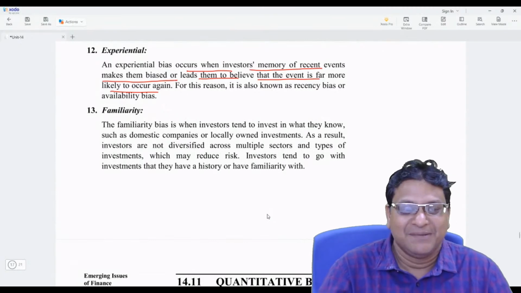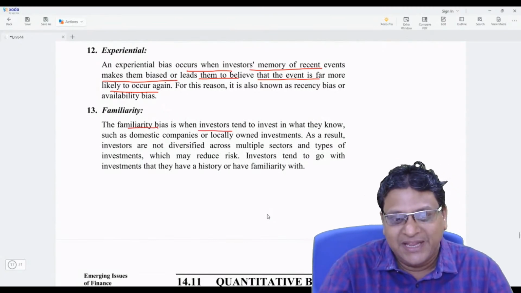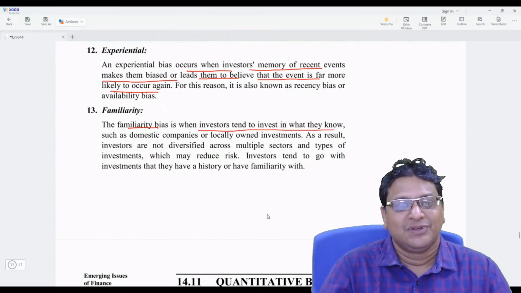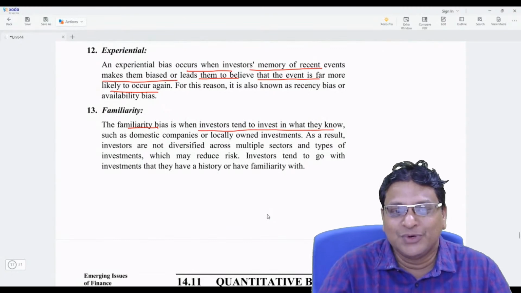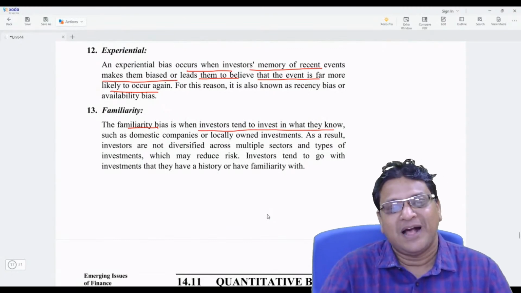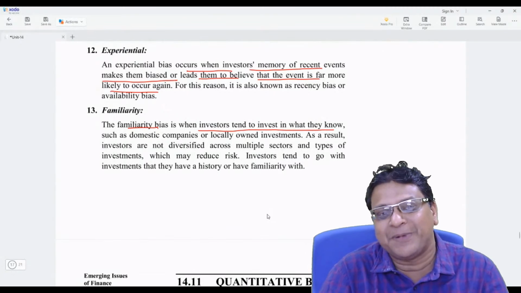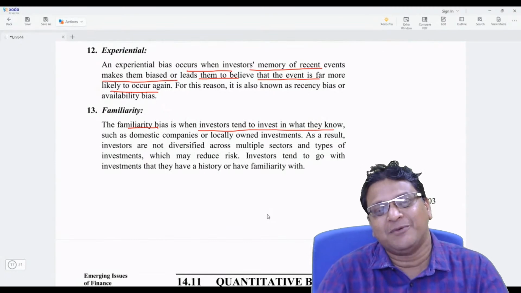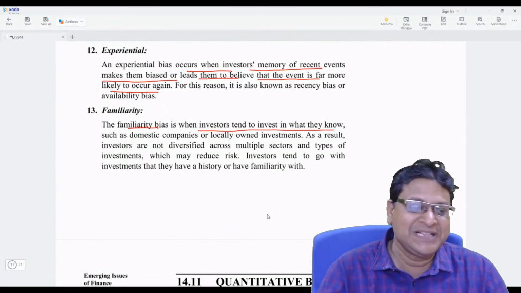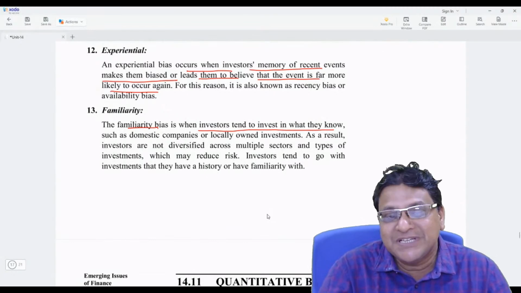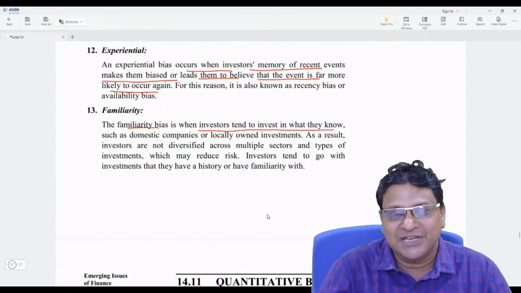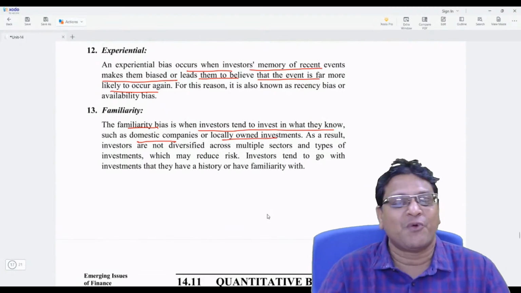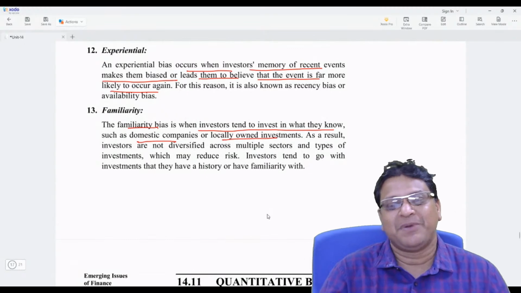Then familiarity bias is when an investor tends to invest in what they know. Suppose you know a company which is nearby you. आपके लोकेशन के पास में एक कंपनी है, आप उस कंपनी में पैसा डाल दिए without making analysis of the real worth of that company. So in this familiarity bias, people generally invest in domestic companies, in locally owned companies without making proper analysis. This is known as familiarity bias.